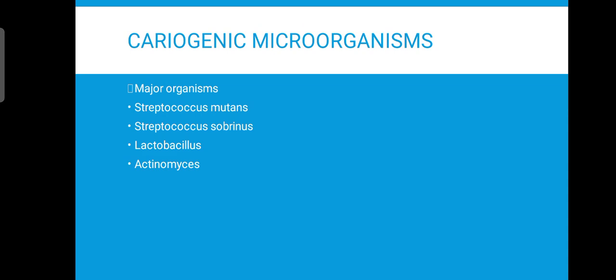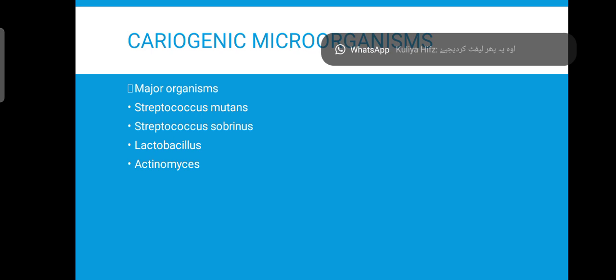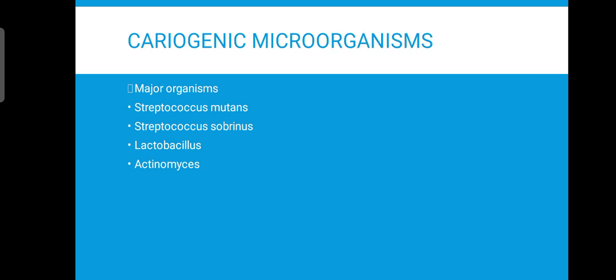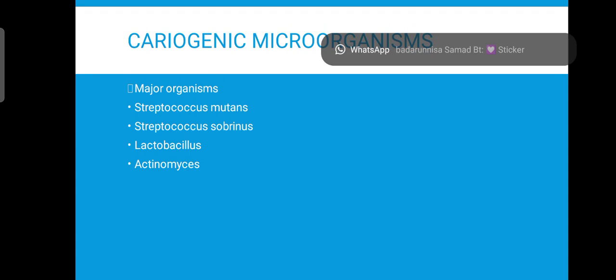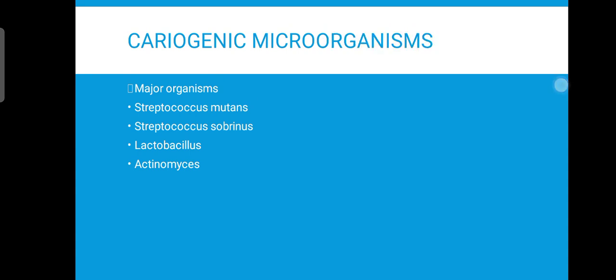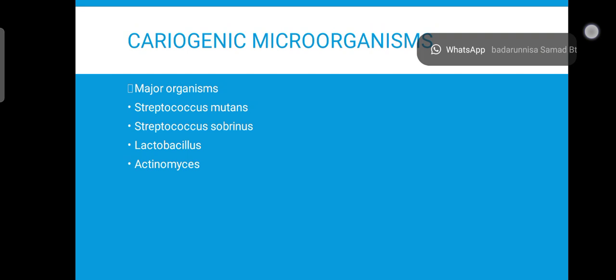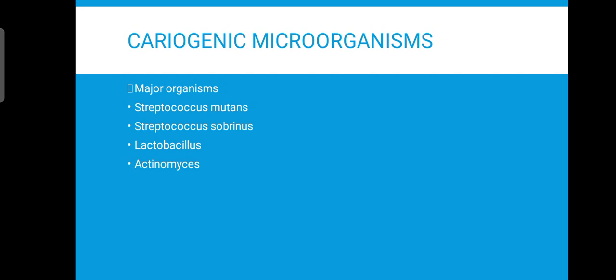Now, what are the cariogenic microorganisms? The major microorganisms which are involved in caries are Streptococcus mutans, Streptococcus sobrinus, Lactobacillus, Actinomyces. Now, Streptococcus mutans is the primary initiator of enamel lesions due to high acid production and adhesive capabilities.